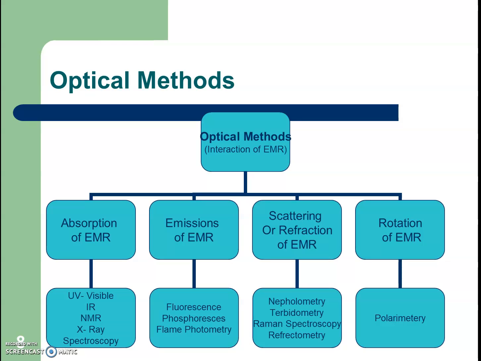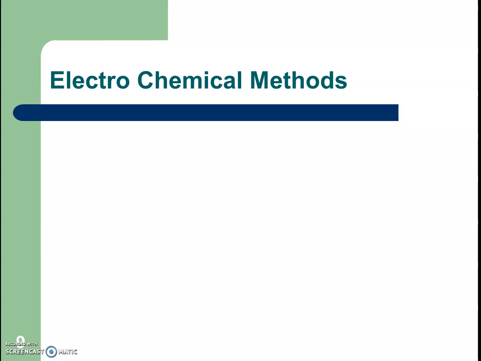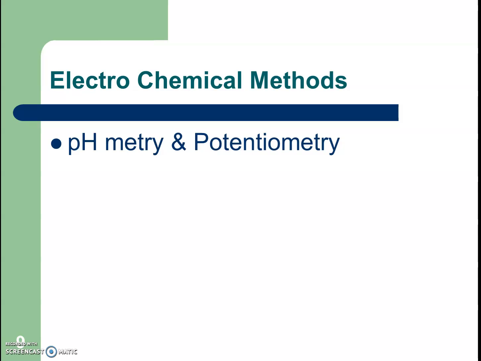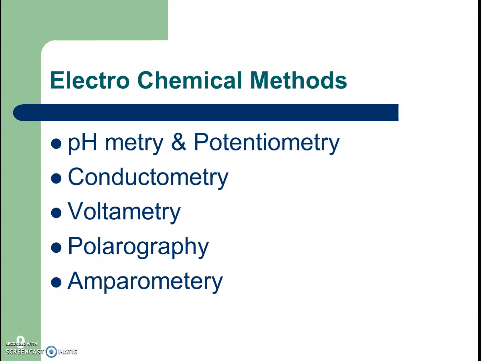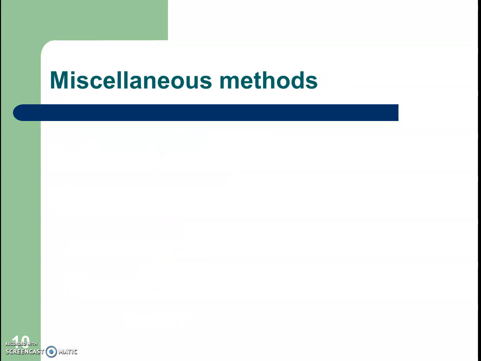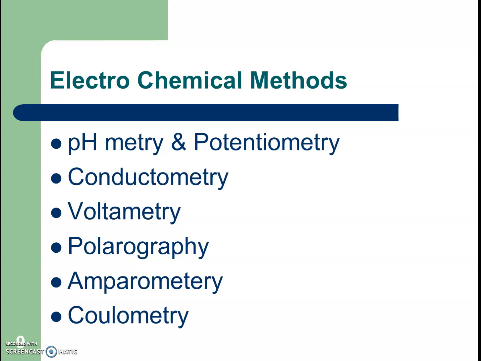Now the next part is the electrochemical method. In the electrochemical method, the methods we use are potentiometry, that is pH metry, conductometry, voltammetry, polarography, amperometry, and coulometry. So these are the different types of electrochemical methods where the change in conductance is observed on the basis of transfer of electrons.